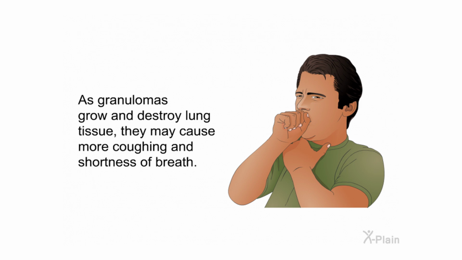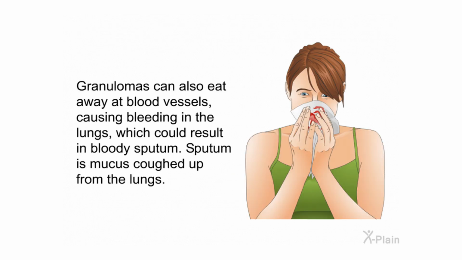As granulomas grow and destroy lung tissue, they may cause more coughing and shortness of breath. Granulomas can also eat away at blood vessels, causing bleeding in the lungs, which could result in bloody sputum. Sputum is mucus coughed up from the lungs.